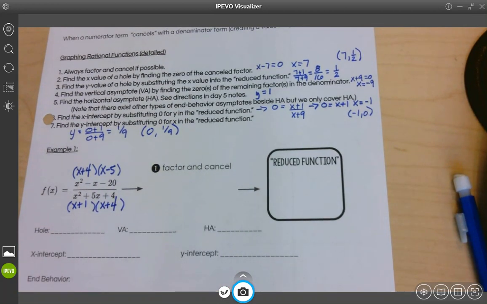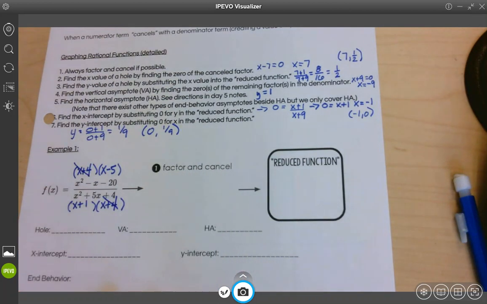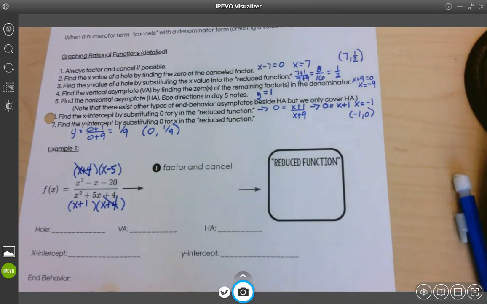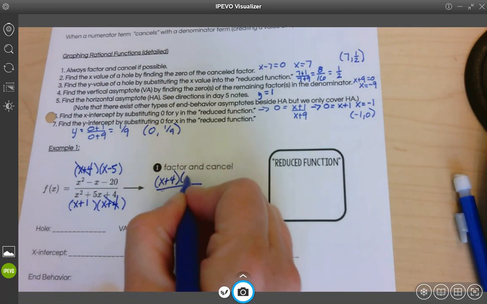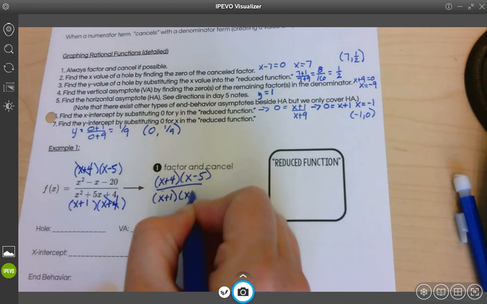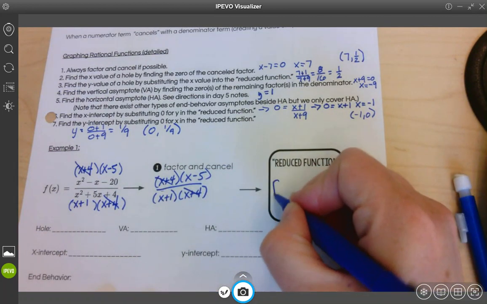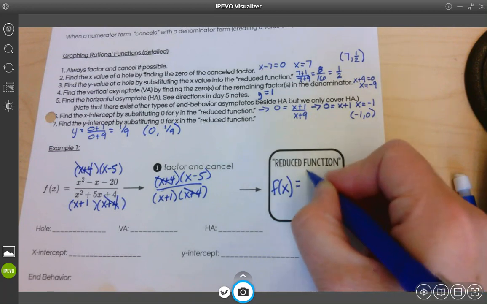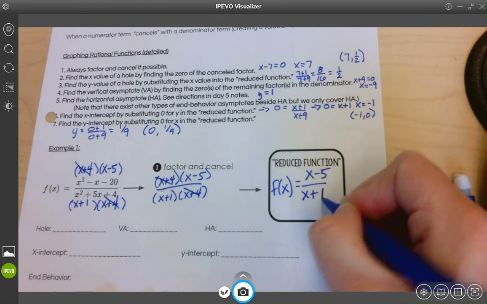All right. So we did step 1. Actually, we didn't cancel yet. Does anything cancel? Good. So here's my reduced function. I guess I could have put it right here, right? But I don't have to write it twice. It's up to you. So my reduced function is f of x equals x minus 5 over x plus 1.